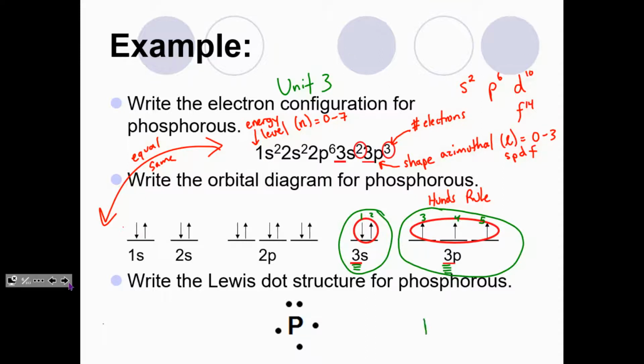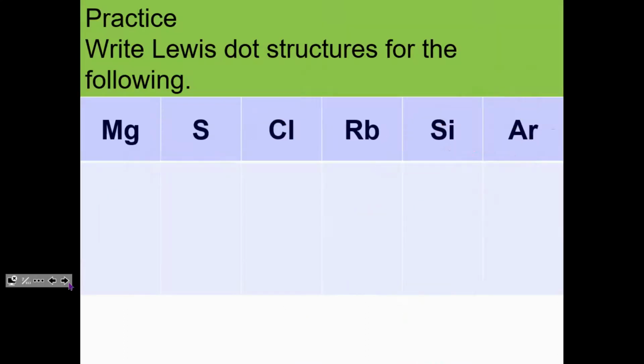If we look, we have the element symbol, phosphorus. And then we have 1, 2, 3, 4, and 5 dots. And I'm going to show you how to draw the dots in just a moment. But this is how we represent phosphorus. It has 5 valence electrons. So let's practice. Let's go ahead and draw some dot structures here.